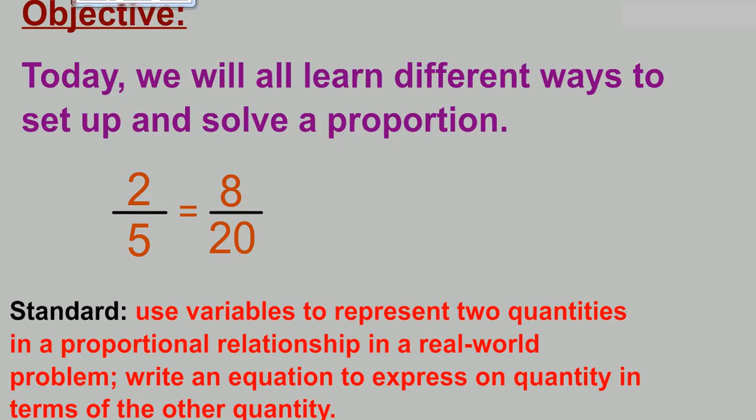All right, ladies and gentlemen, today we are going to all learn different ways to set up and solve a proportion. This correlates to the standard that you see listed below. The first thing we need to do, looking at this proportion, 2/5 equals 8/20, is understand what a proportion is. A proportion is two ratios that are equal, and if they are equal, they're said to have a proportional relationship.